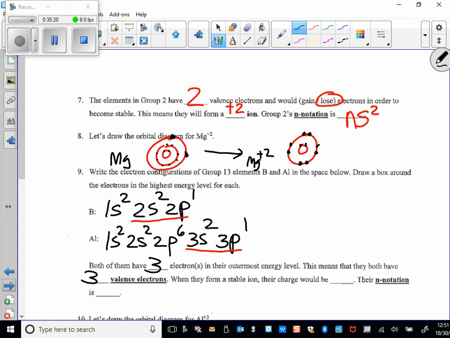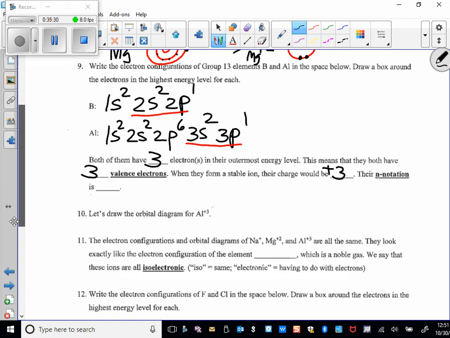When they form an ion, would they like to lose or gain? Lose 3. So what is their charge? Plus 3. And what will be the ns notation? ns2 np1. Correct? Are we following along, Sienna? Yes. All right. So aluminum has 3 rings.